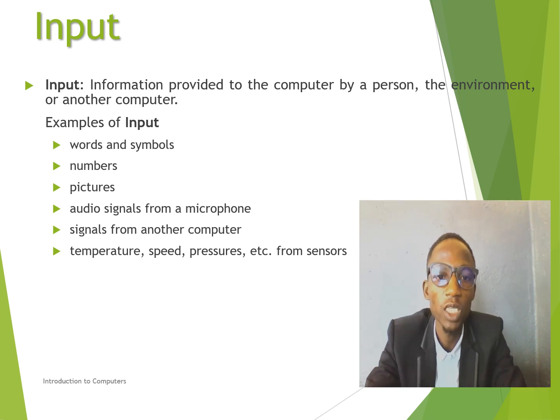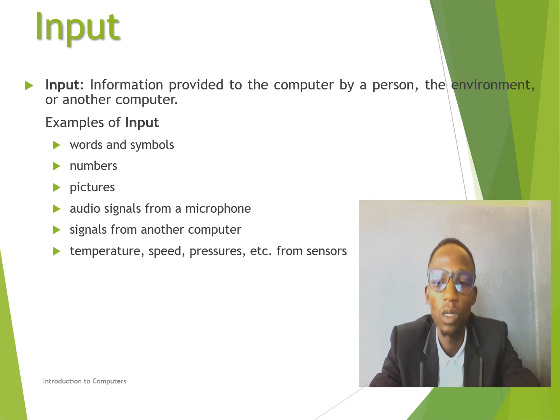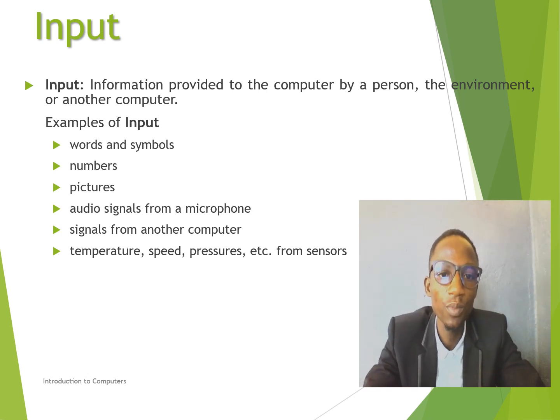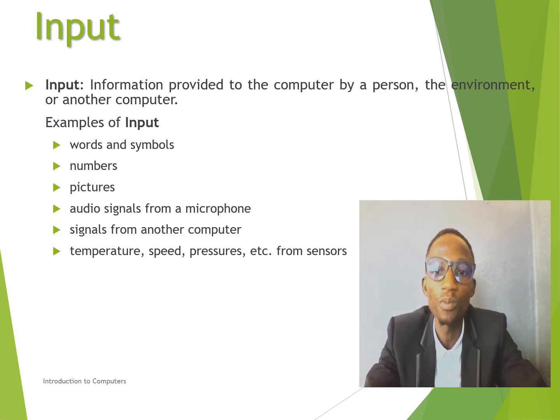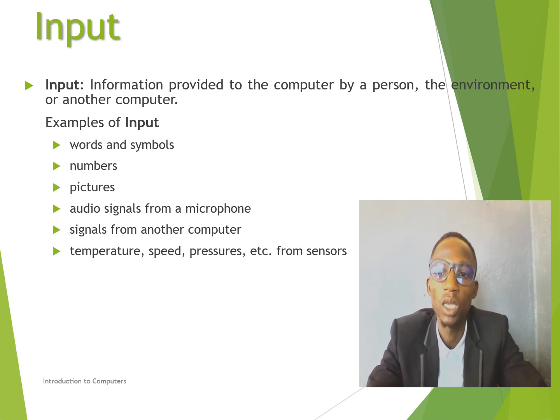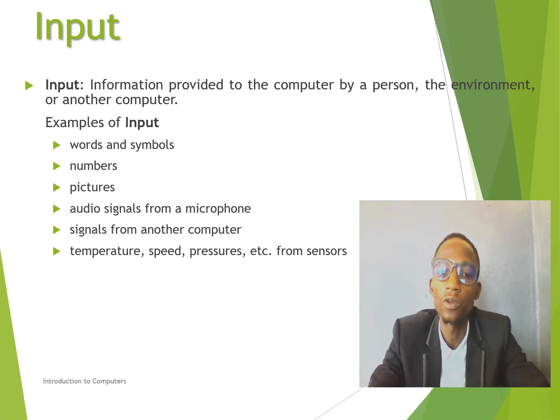Now we have looked at input devices. So what is an input? An input is information provided to the computer by a person. So this we can also say is data, information provided to the computer by a person. For example, you're punching some instructions through the keyboard or the mouse into the computer system. Such kind of data, such kind of information is said to be data.